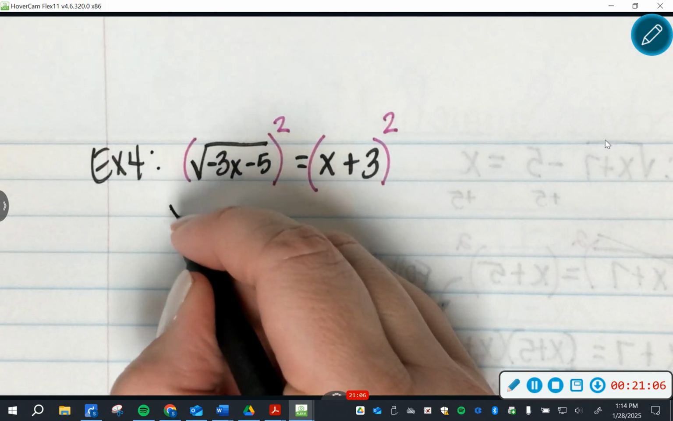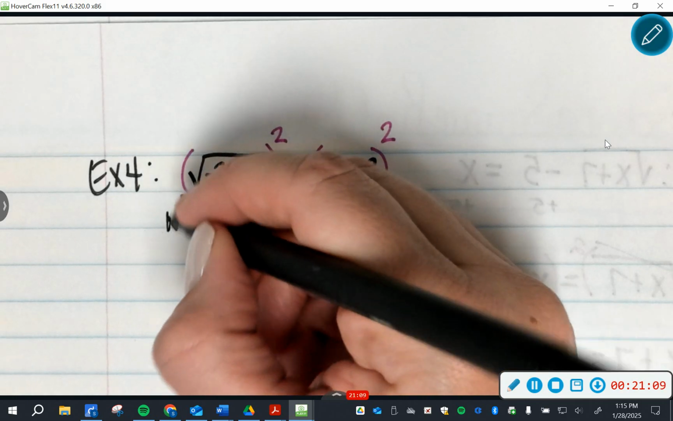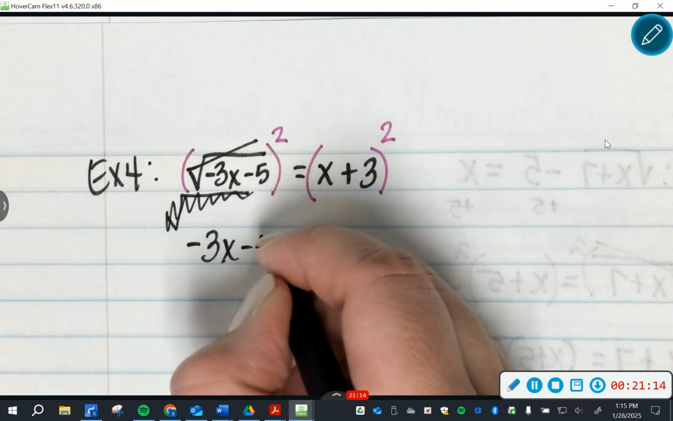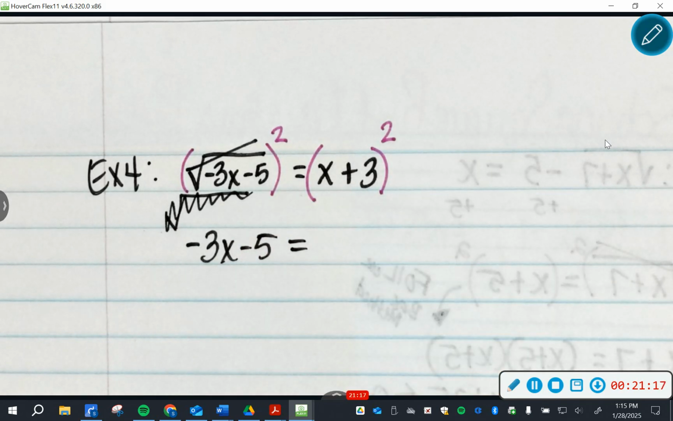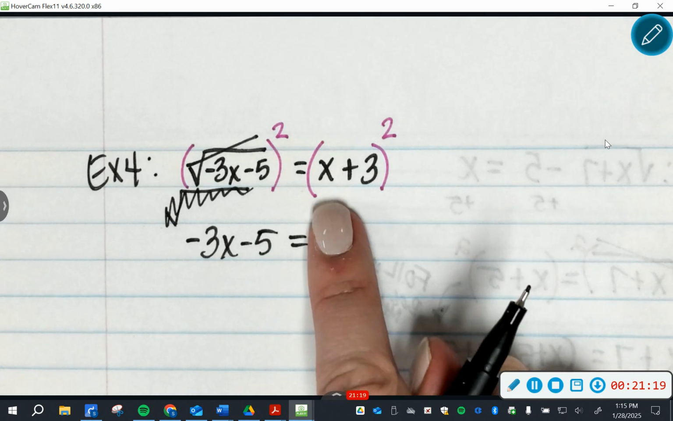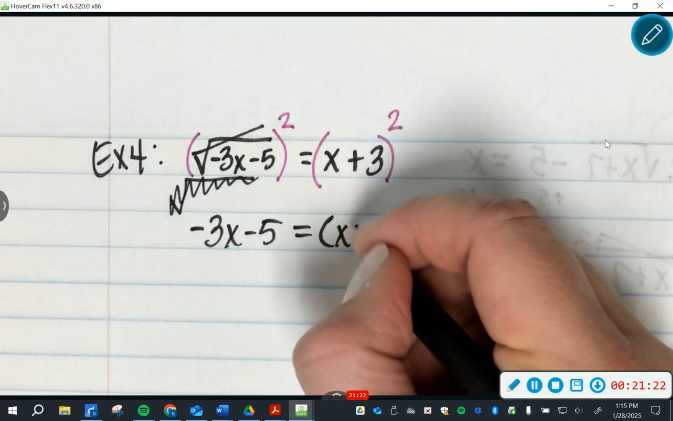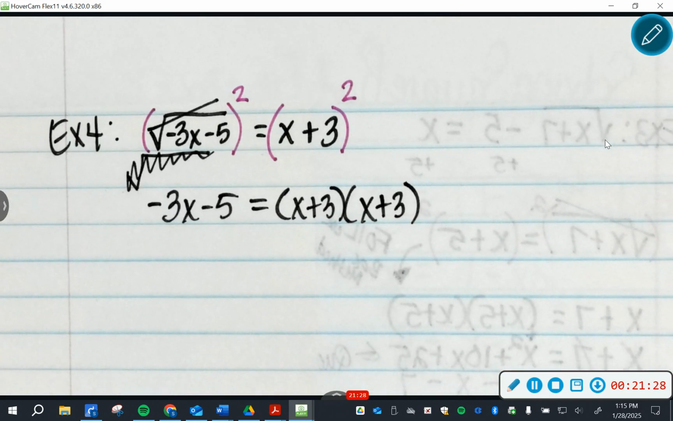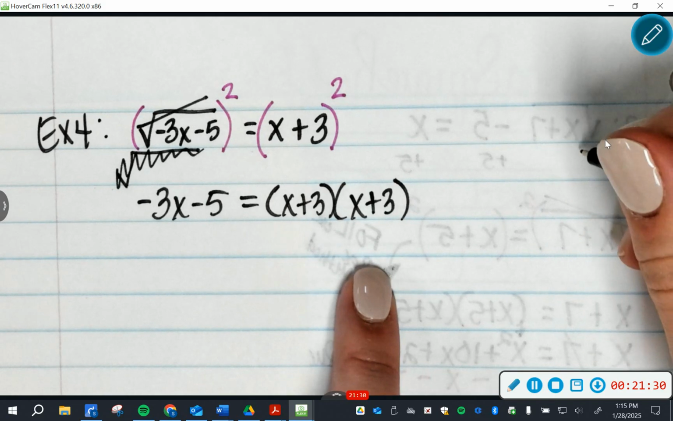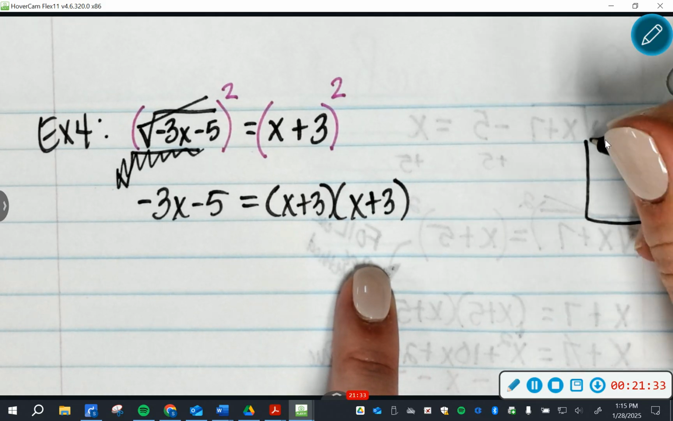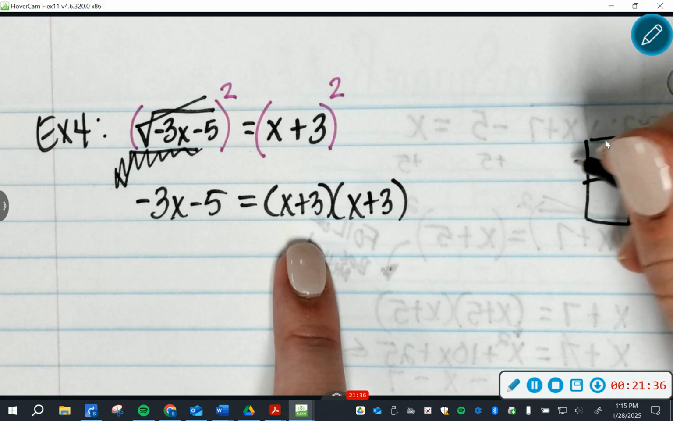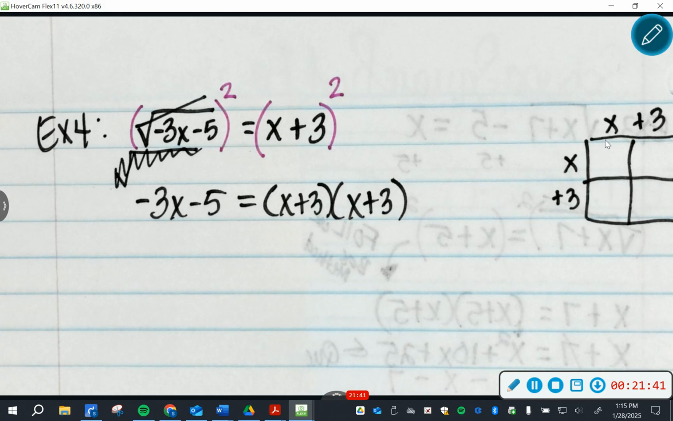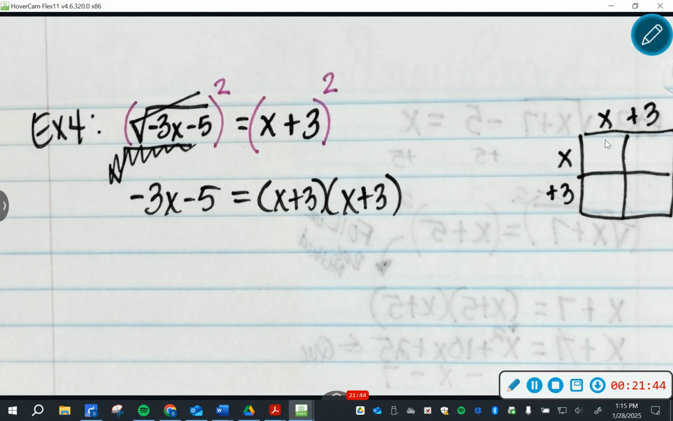So then you have the square root. Oh, no, not the square root. The square root canceled out. We just have negative 3x minus 5 equals x plus 3 squared, which is x plus 3 times x plus 3. Okay, now you take a minute and figure out what that is going to be. Write your next step. I'll set it up for you if you need the box. That's how we multiply that out. Take a minute and try that step on your own.